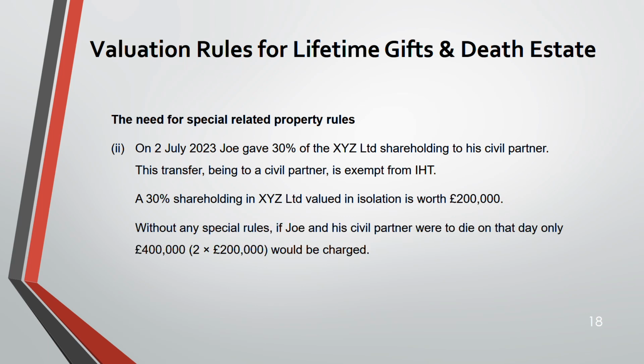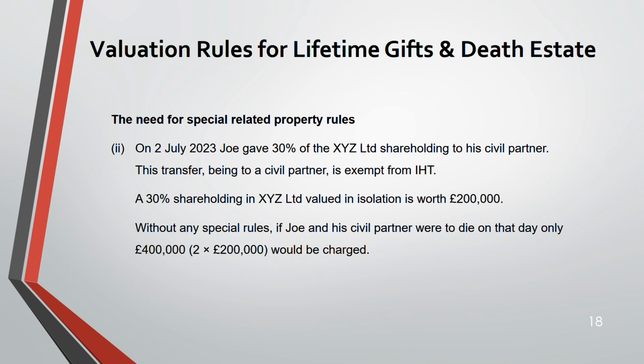So if this special rule was not there, what happens? Let's say Joe and his civil partner both were to die on that day only. Then they will be charged to IHT. How much? 2 into 200,000. Why 2 into 200,000? Now there are 30% each.